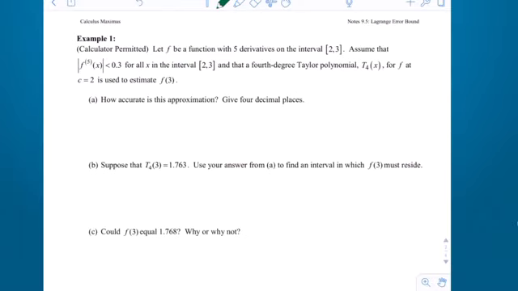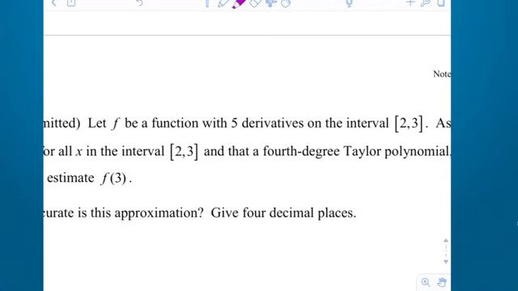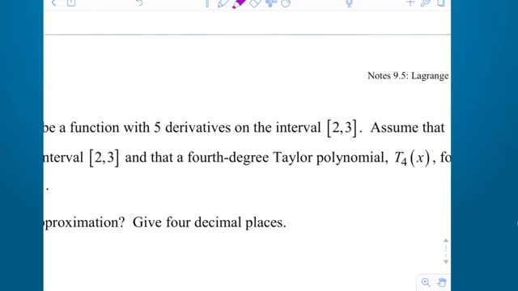Let's look at example 1. It says calculator permitted. We'll see how far we can get without it. Let f be a function. Any objections there? So far, so good? Let f be a function that has 5 derivatives. Sweet.